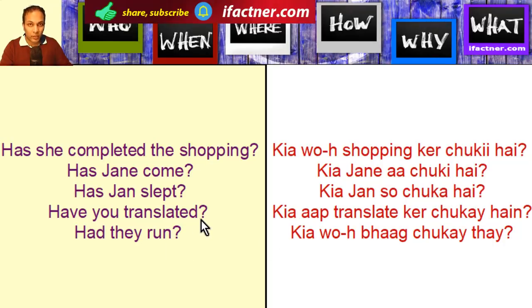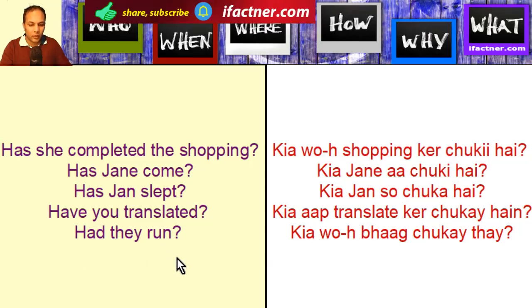Have you translated? क्या आप ट्रांसलेट कर चुके हैं? क्या with हैं means have. आप is you, out of respect. Translate is translation और translate करना. कर चुके, translate कर चुके, translated. क्या आप translate कर चुके हैं?